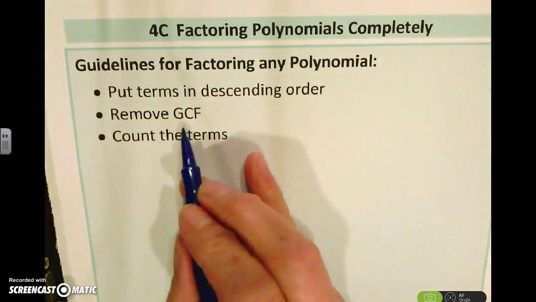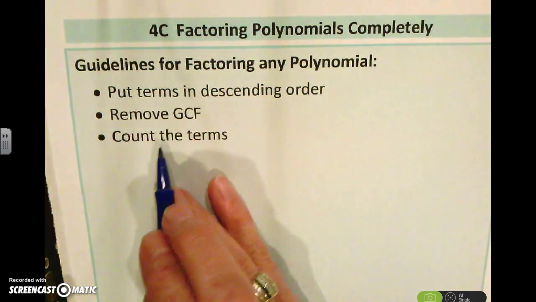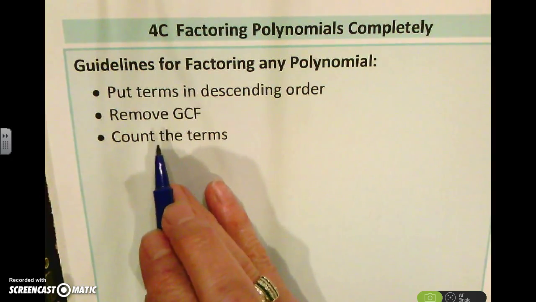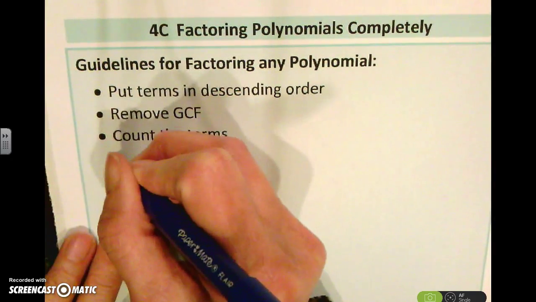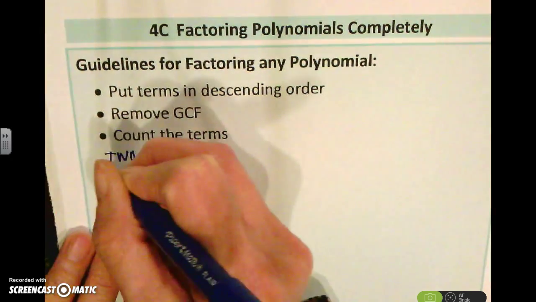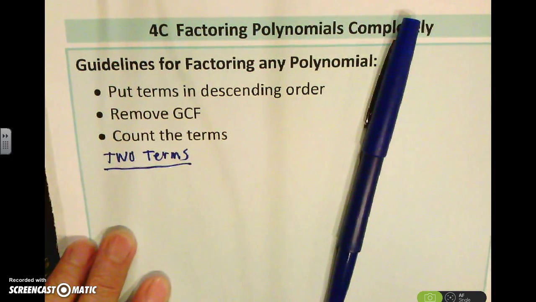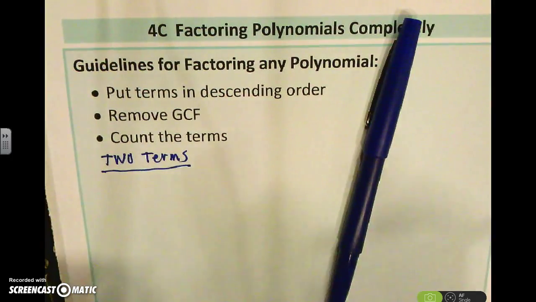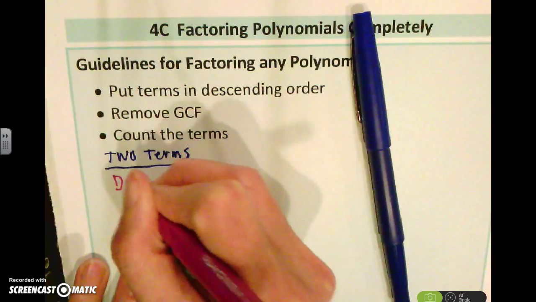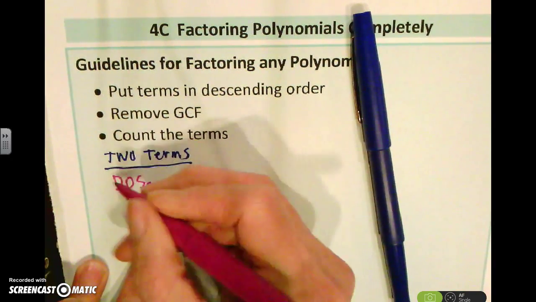Then once you do that, you're going to always look for a GCF. So important. Always look for a GCF. And then after you remove the GCF, if there is one, you're going to count the terms. And if you have two terms, then you're going to think about whether it's going to be possible to factor this as the difference of squares. So I'm going to abbreviate that. It could be the difference of squares, and I'll go ahead and write that out, squares, and it's a difference.